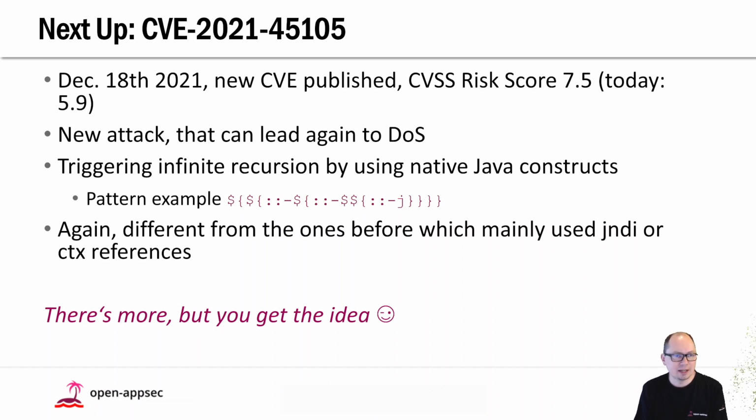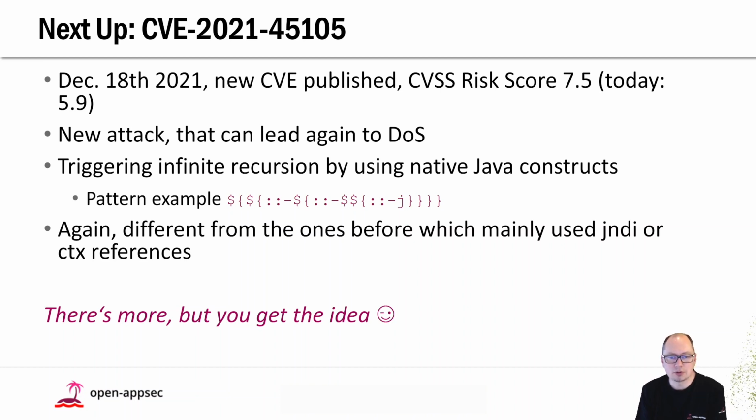But again, it didn't stop there, and still in December 2021, there was the next CVE for Log4j. This time, on December 18th, again a pretty high CVSS risk score of 7.5, which was slightly reduced later on. This new attack was again a way to cause denial of service on the target system that the bad guys attack. And this time it was triggering an infinite recursion by using native Java constructs. So you see this pattern example that is shown here.